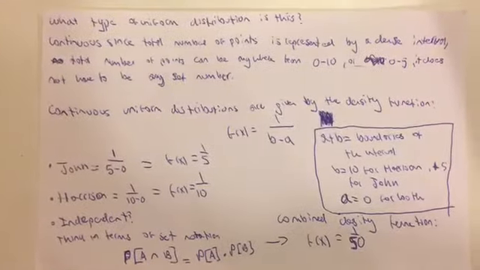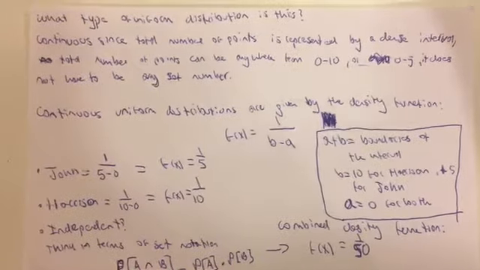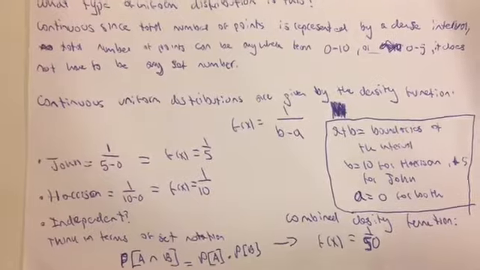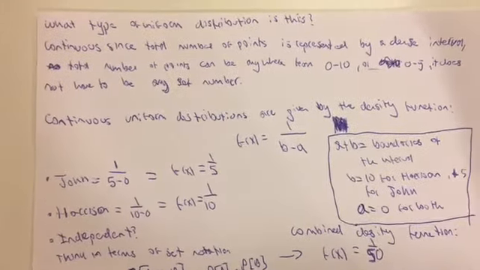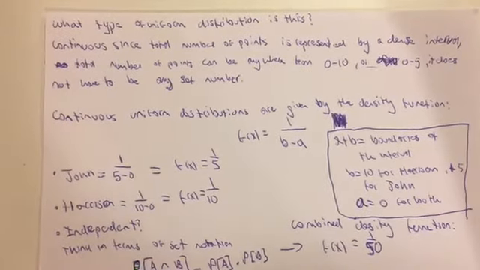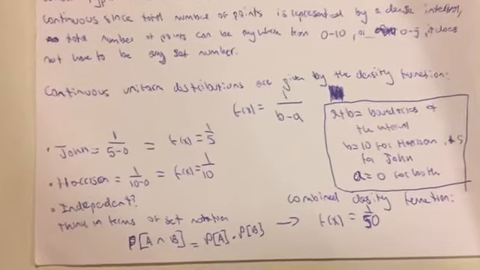First, we have to ask ourselves, what type of uniform distribution is this? It is continuous, since the total number of points is represented by a dense interval. The total number of points can be anywhere from 0 to 10 for Harrison or 0 to 5 for John. It does not have to be any set number.